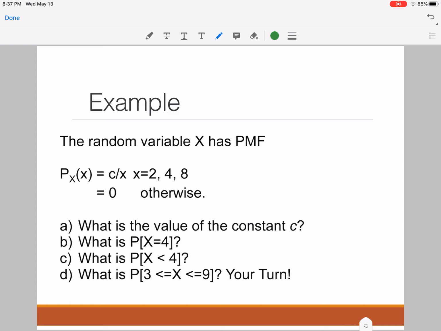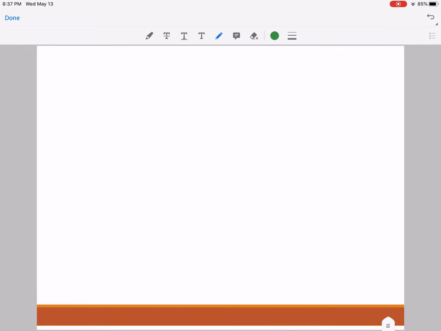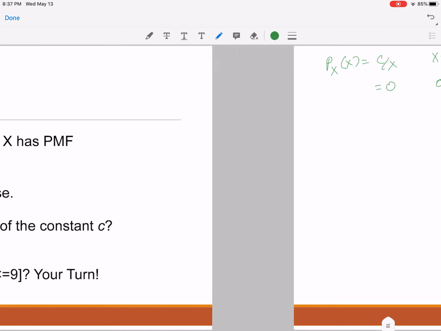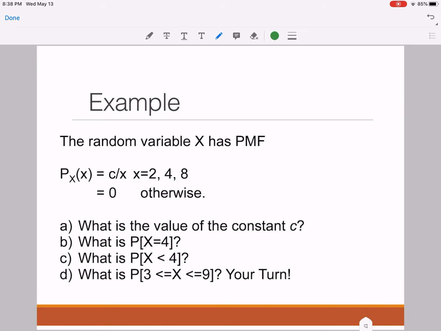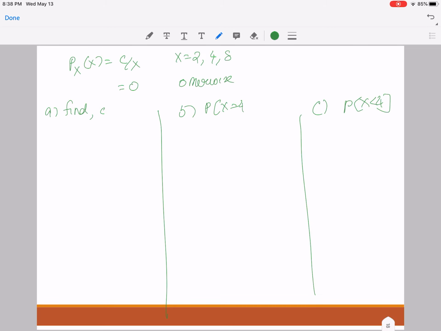Now this will get much more clear when we actually solve a problem. So let me solve parts A, B, and C for you, and then part D is for you to submit in Thursday's class. My probability mass function of X takes this form: C over X for X is equal to 2, 4, and 8. It's equal to 0 otherwise. What I need to do here is first find C, and then find the probability that X is equal to 4, and then find the probability that X is less than 4. So let's work on this problem. I'll work on parts A, B, and C. Part D is for you to solve.